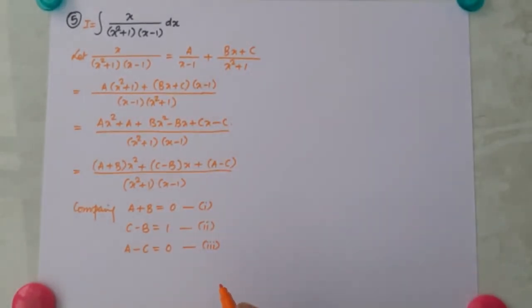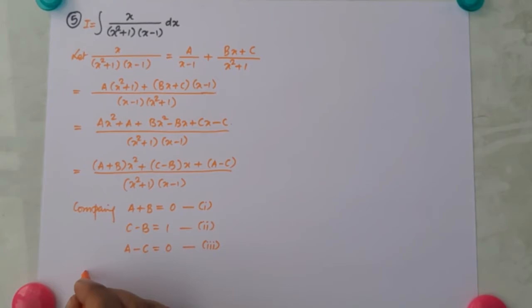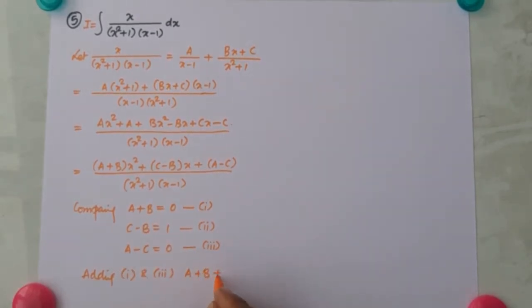So what you can do here is, let's add 1 and 3. So adding 1 and 3, let's see how much we get. So we have a plus b plus c minus b is equal to 0 plus 1. So here minus b gets cancelled. So the value of a plus c turns out to be 0 plus 1, which is 1. So let me call this equation 4.